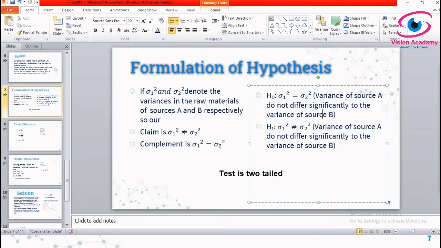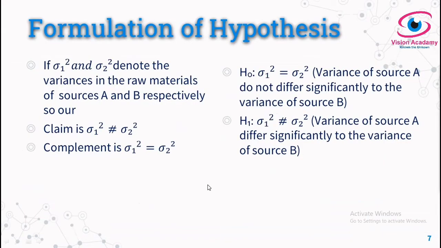So what is our null hypothesis then? The variance of source A does not differ significantly from the variance of source B. And our alternative hypothesis is that the variance of source A differs significantly from the variance of source B. So here, source A differs from source B; here, source A does not differ from source B. So this is our null and alternative hypothesis.